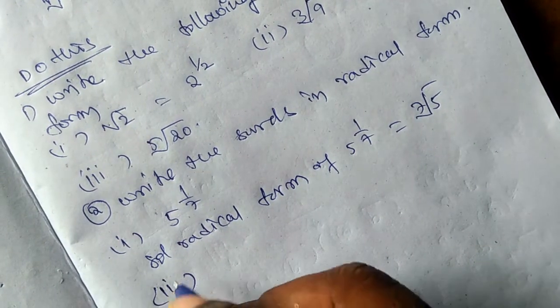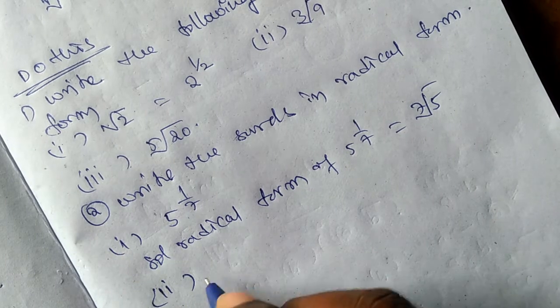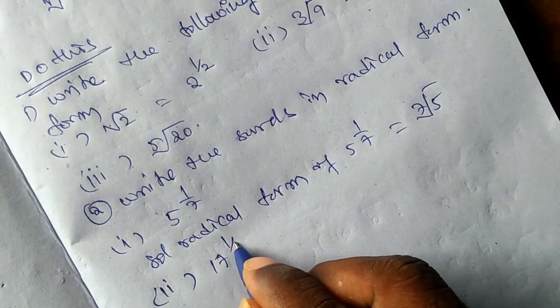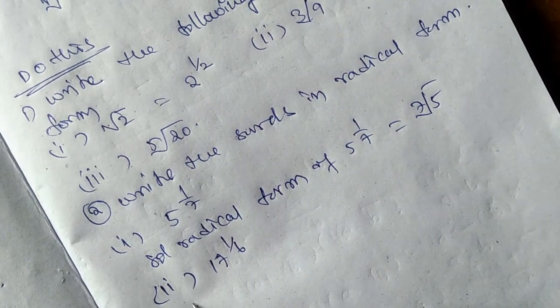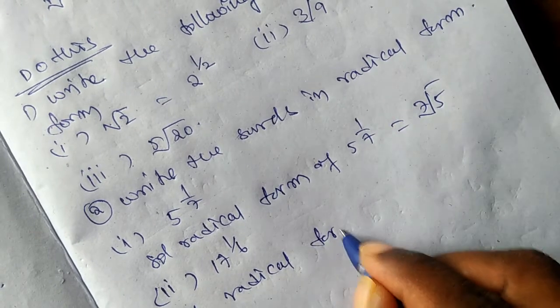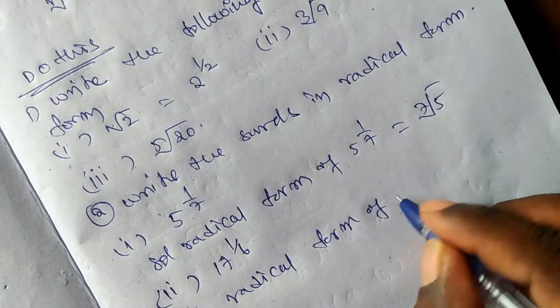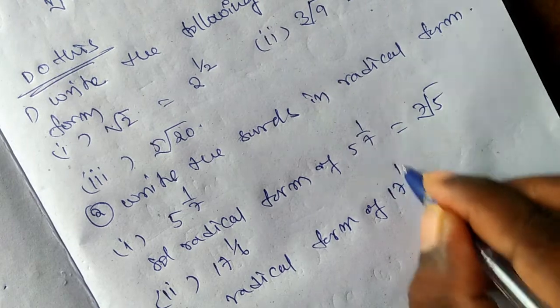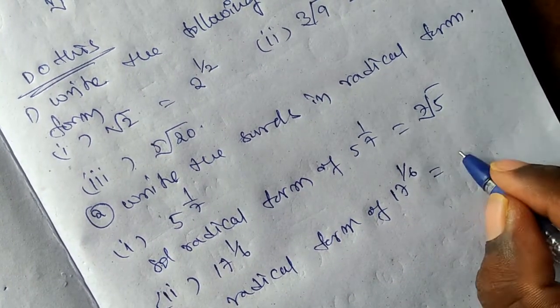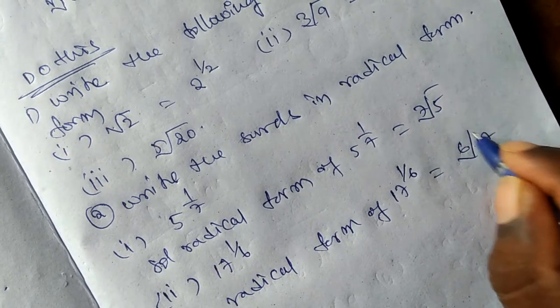Second one, 17 to the power of 1 by 6. Solution: radical form of 17 to the power of 1 by 6 is equal to 6th root of 17.